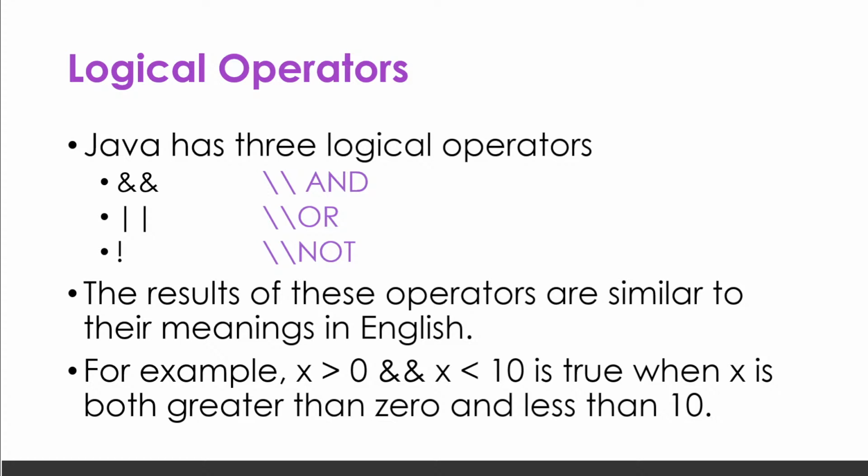So for example here, if we look at the last bullet point on this slide, we say x is greater than 0 and x is less than 10. In this case, it is only true if x is something that is both bigger than 0 and smaller than 10, which means that it's going to give you some value between 1 and 9. Which is valuable to us.